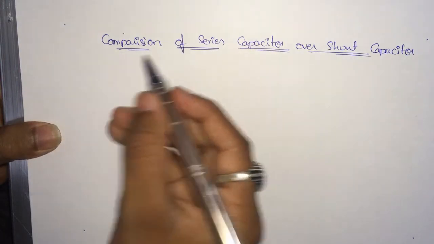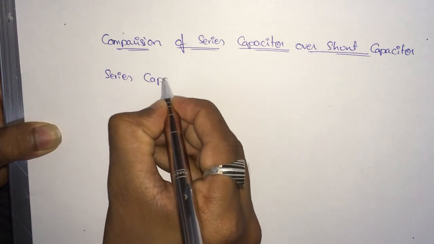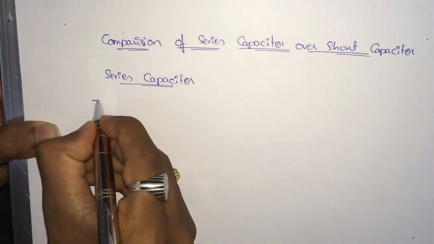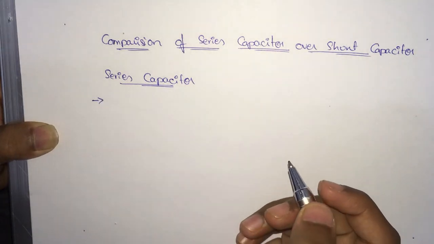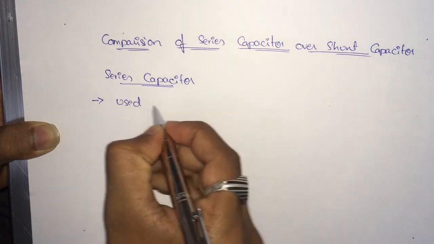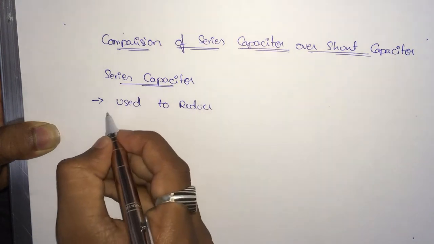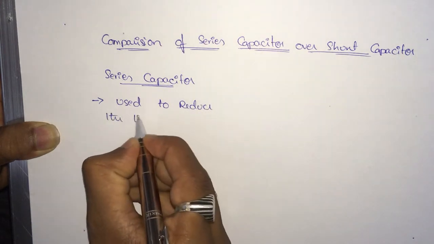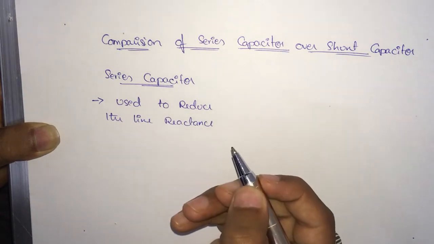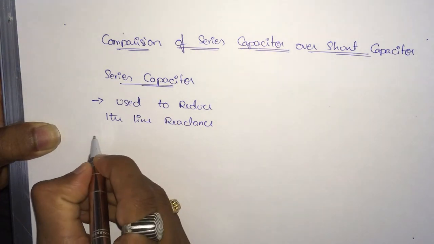Let us consider firstly series capacitors. These series capacitors are used to reduce the line reactance. Series capacitors are used to reduce the line reactance.